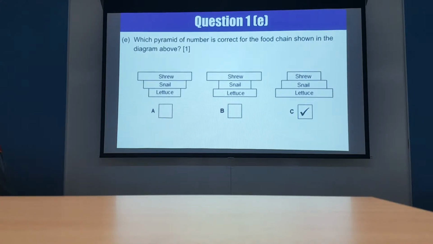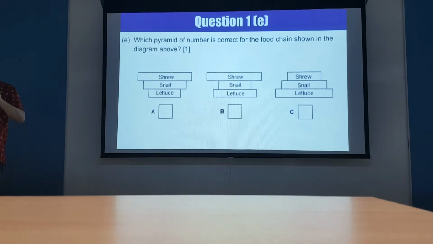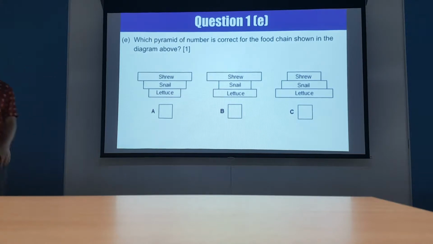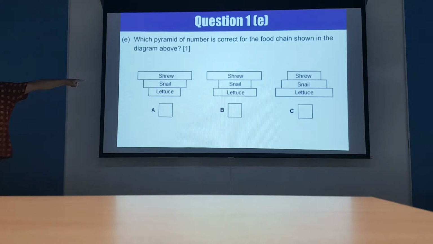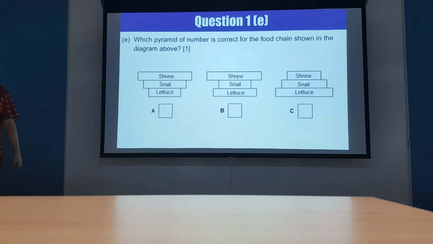Okay, now the other question is this. Which pyramid of numbers is correct for the food chain shown in the above diagram? Now, if you are asked to draw, this is how you basically need to draw, alright? But if they ask you to identify, you've got to know. Now, which one here should be the larger box, or in terms of its size, which is longer?